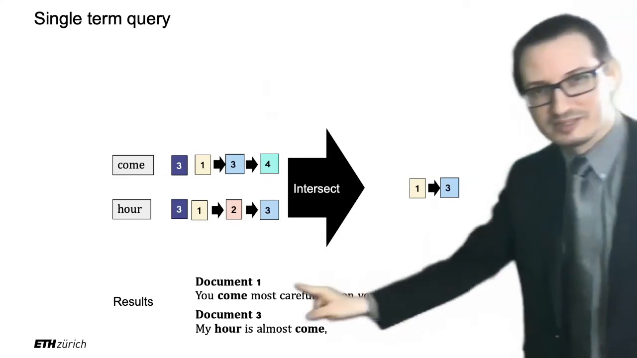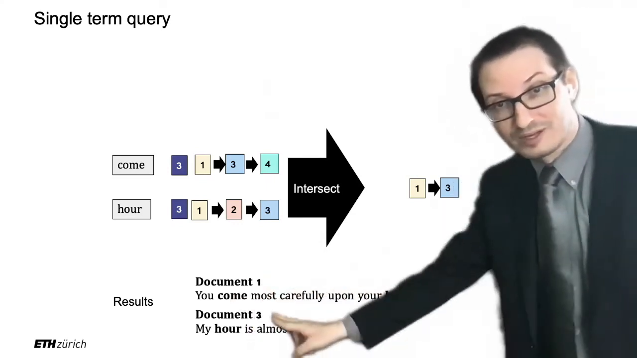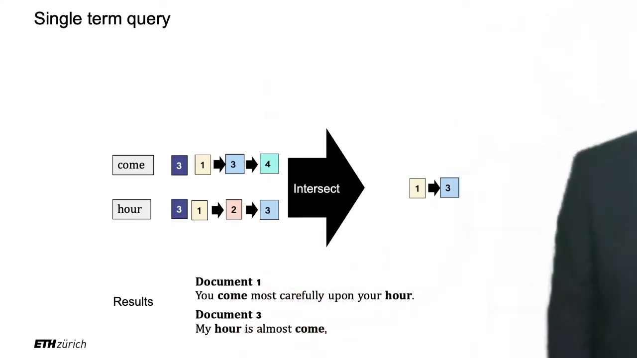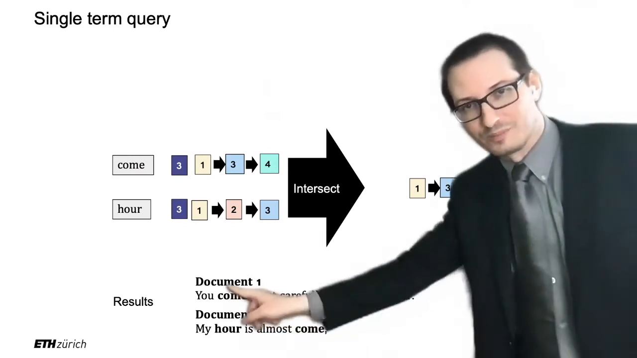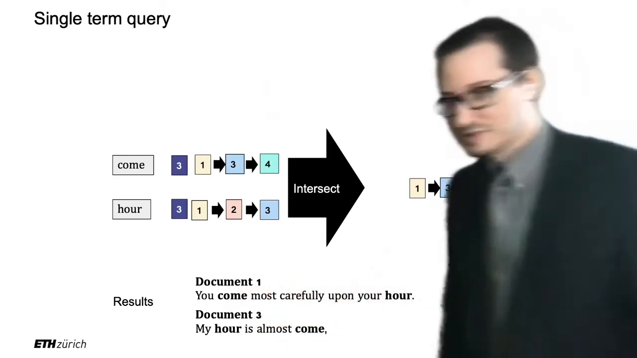All right. So you see at the end, you have document 1 with com and hour, and document 3 with hour and com. So this is all good. And you see the order doesn't matter. Right? It's just a set of words semantics.